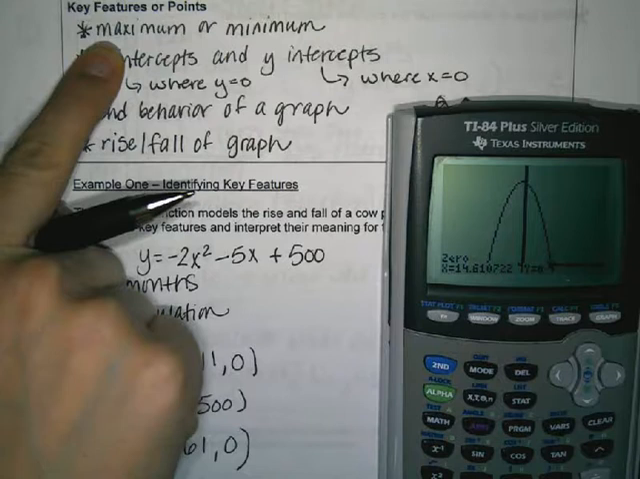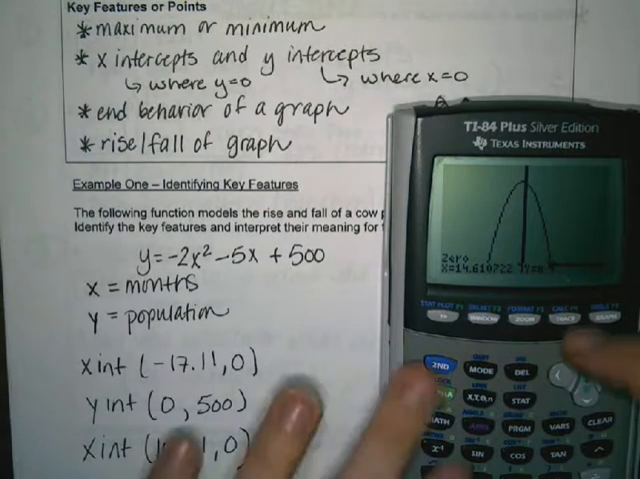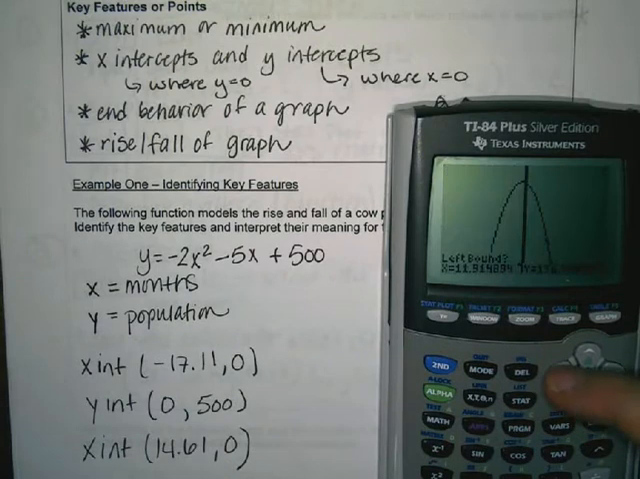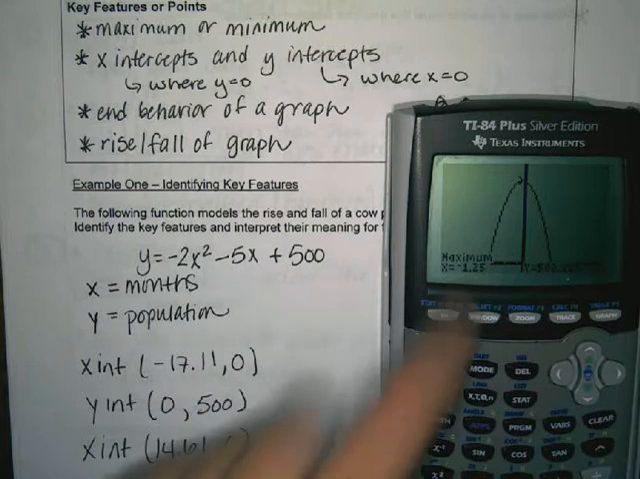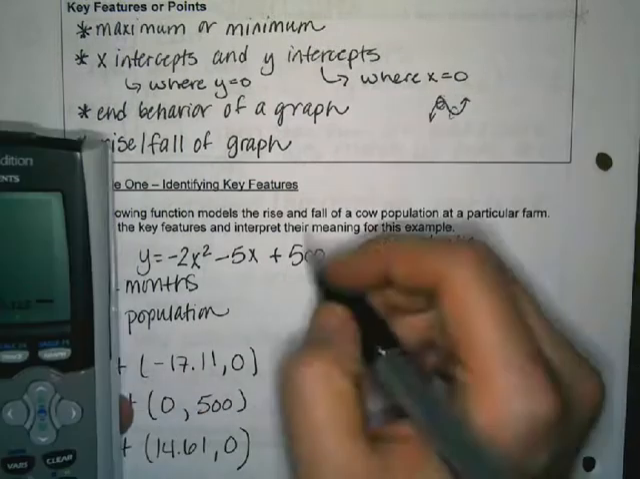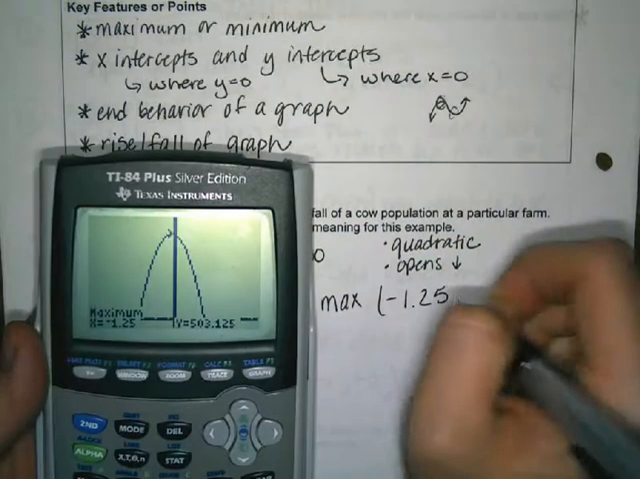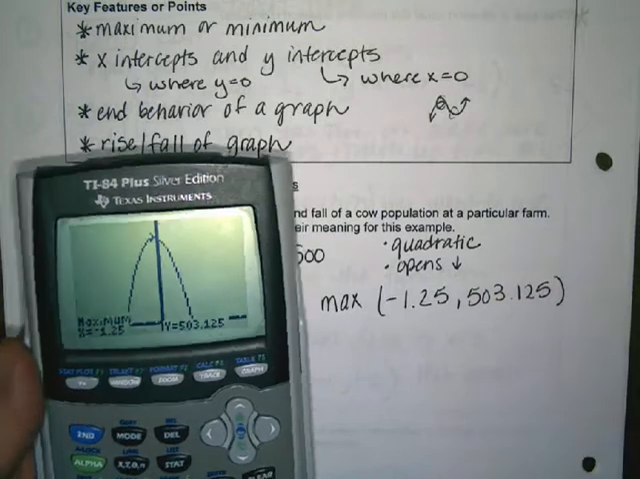Let's find my maximum, since I can see I have a maximum point. If you go to calculate again, calculate menu. Left bound, you have to be somewhere to the left. Right bound, somewhere to the right. Hit enter one more time. And you're at negative 1.25, comma 503.125. Okay, so there's my maximum point.